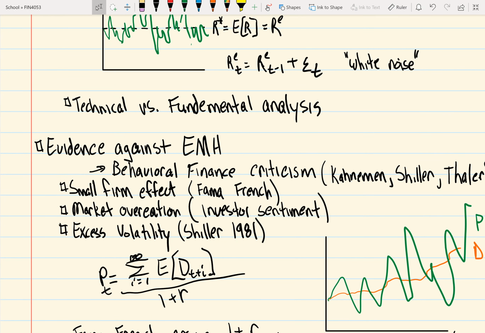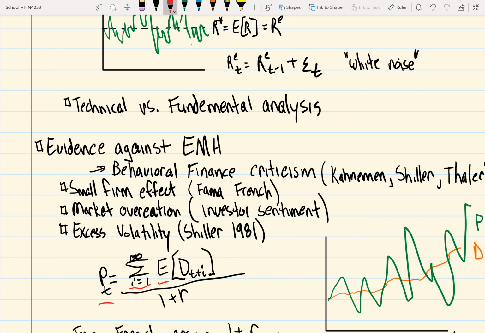And next, they talk about excessive volatility. So actually, this is the reason why Robert Shiller won his Nobel Prize. In 1981, he had a paper that essentially argued the actual prices that are observed do not reflect the fundamentals. So a simple model here where the price today should equal the sum of the expected value of future dividends all the way into the future.